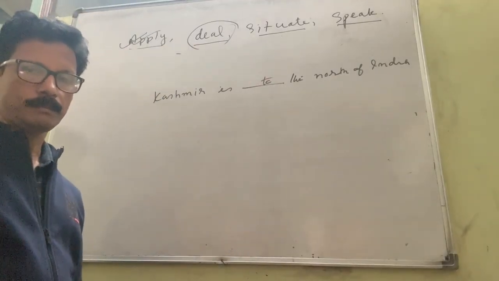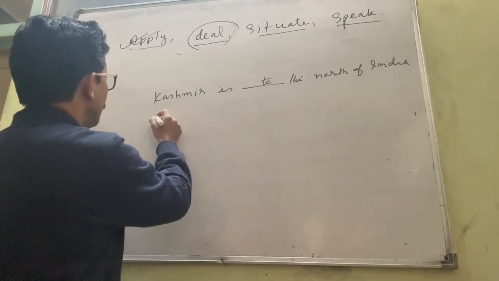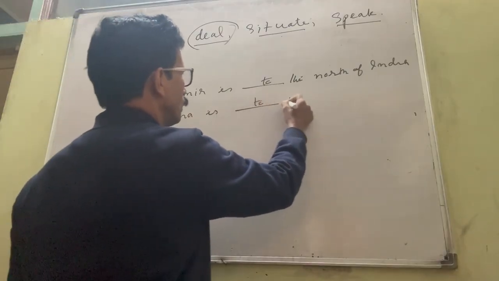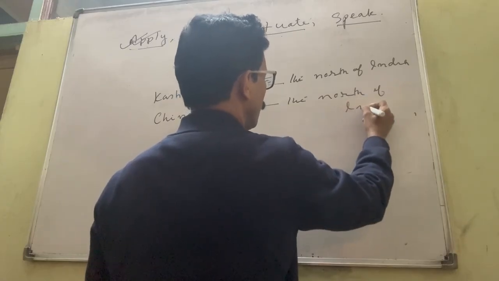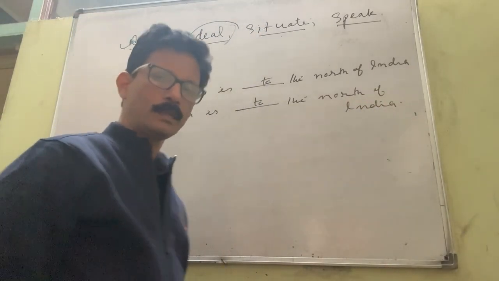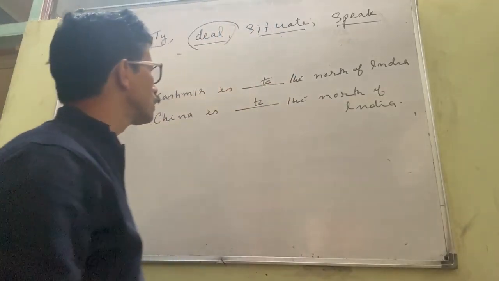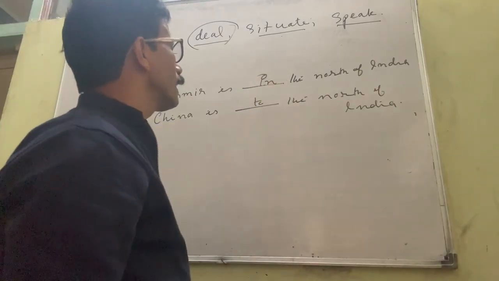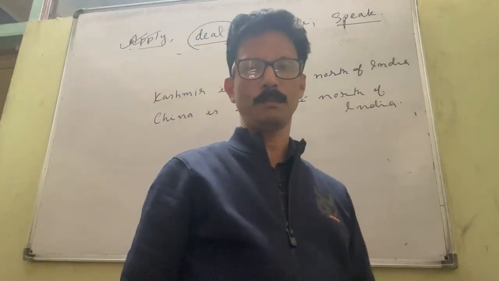Understand? The same rule is applied here also. Okay. Then see China. China is dash to the north of India because China lies outside India, north of India. Okay, that is the difference between these two. So I think you have no more doubt about the usage of situated in or situated on the north of India. Kashmir is in the north of India, and China is to the north of India.